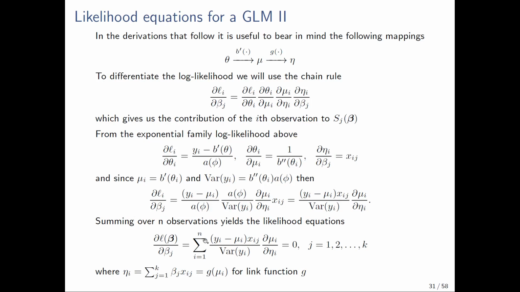Now, summing over the n observations yields the likelihood equations at the bottom of the slide. It looks complicated, but all we've done is take the exponential family density, take the log, and apply partial differentiation via the chain rule. Worth working through this in your own time to make sure you're happy with each step. I know there's a lot on this slide, but I think if you sit down and spend half an hour going through this derivation, you'll see that actually it's fairly straightforward.